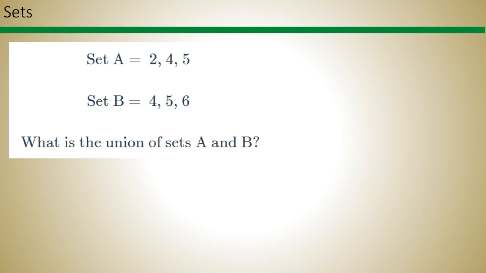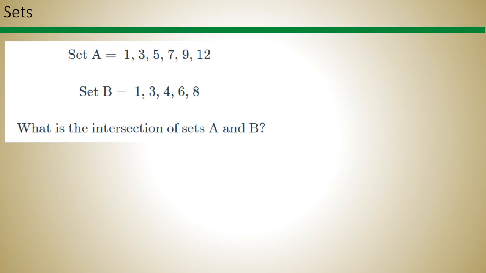Okay, here's another problem. Here it's asking for the union of the two sets. So what I'm looking for is what in set A or in set B. So key word here is or. Okay, so the list of numbers that are either in set A or set B would be 2, 4, 5, and 6. And we're just trying to gather all the numbers that we see there.